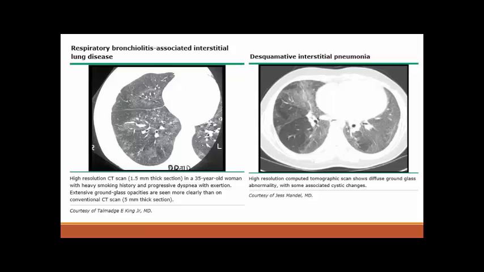So on the left slide for the RB-ILD, we can see ground glass opacities as well as mosaicism. This one is in the RB-ILD, and you can see the same thing in the DIP. However, the more severe the changes are, you can see cystic changes. But the basic diagnosis needs a biopsy, because the macrophages in RB-ILD will be within the bronchioles, whereas in the DIP, they will be within the alveoli.